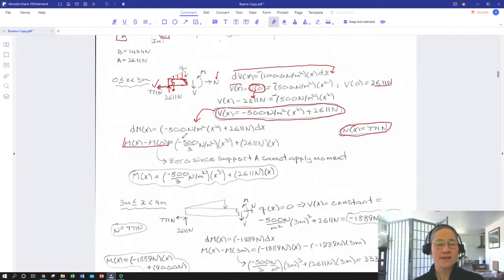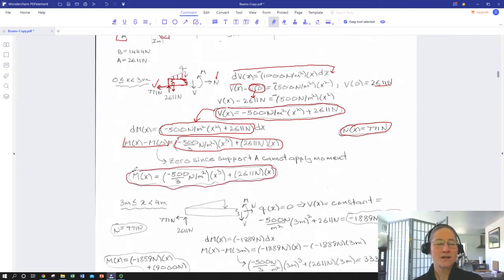And so that just leaves us with this expression integrated with respect to x and evaluated between 0 and some x between 0 and 3, which is now a cubic function. This is obviously 0 when x equals 0, so we're just left with this expression for moment. So we have a parabolic expression for shear and a cubic expression for moment in this first 0 to x equals 3 meters region under that triangular distributed load.